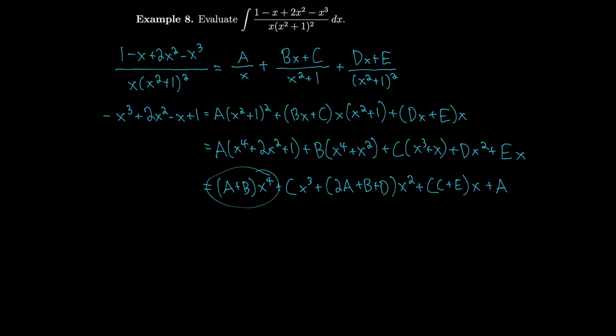And we get no x to the 4th terms, so mercifully A plus B is equal to 0. Oh great, so C is equal to minus 1. And we get 2A plus B plus D is equal to 2.